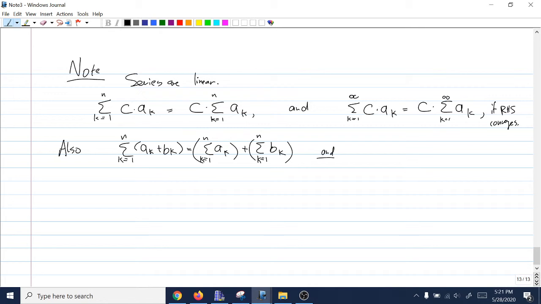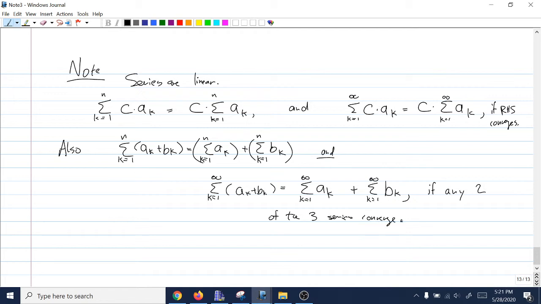And the thing I want to say is the sum from k equals 1 to infinity of ak plus bk should be the sum from k equals 1 to infinity of ak plus the sum from k equals 1 to infinity of bk. But again, there's an asterisk on this, where do these things actually converge? I can come up with this not converging and this not converging, but this converging. The best statement you can get, I think, is this statement is true if any two of the three series converge. If two of them converge, then the other one must converge, and this formula works.